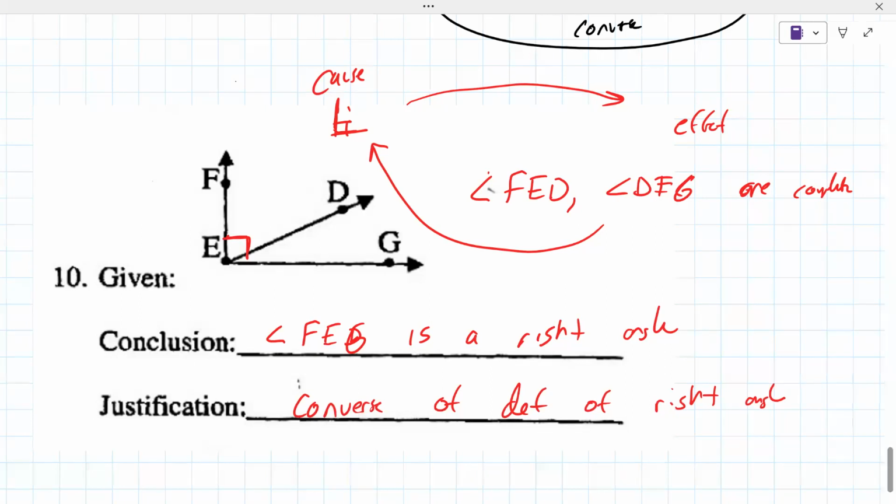All right, so we're going to go to 11 next. Okay. Let me snip that in.